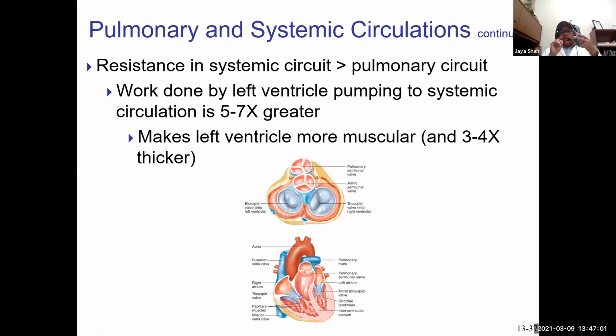What is the purpose of these valves in the heart? These valves make sure blood is flowing in one-way traffic. The pulmonary valve prevents backflow from the pulmonary artery into the right ventricle. The aortic valve prevents backflow from the aorta into the left ventricle. The tricuspid valve prevents backflow from the right ventricle into the right atrium. And the bicuspid valve prevents backflow from the left ventricle into the left atrium.